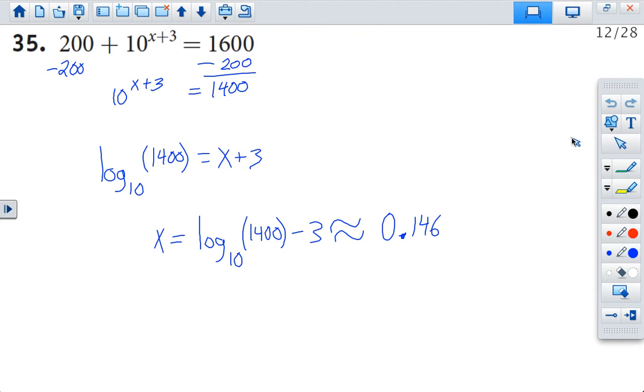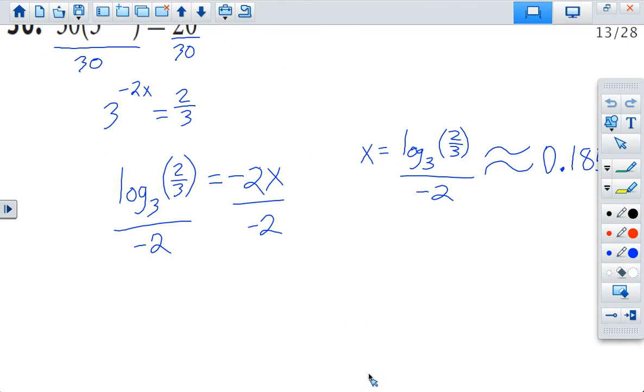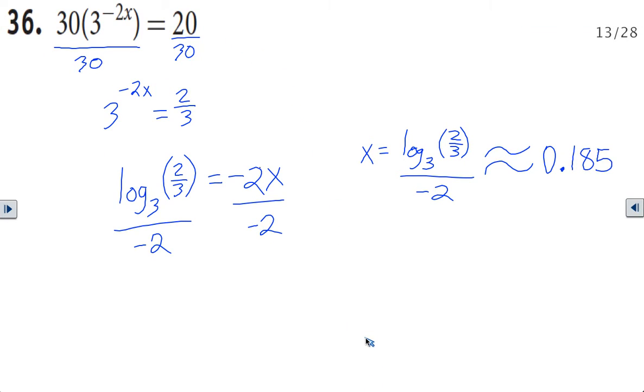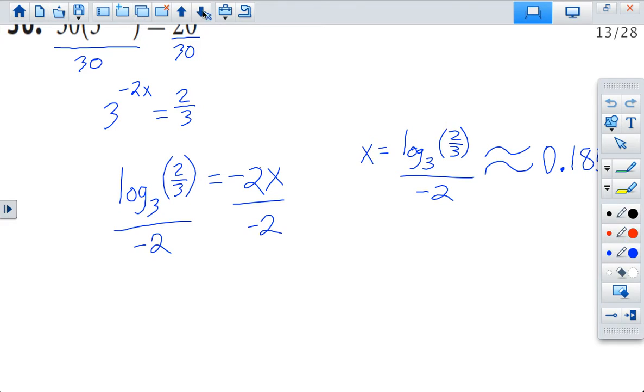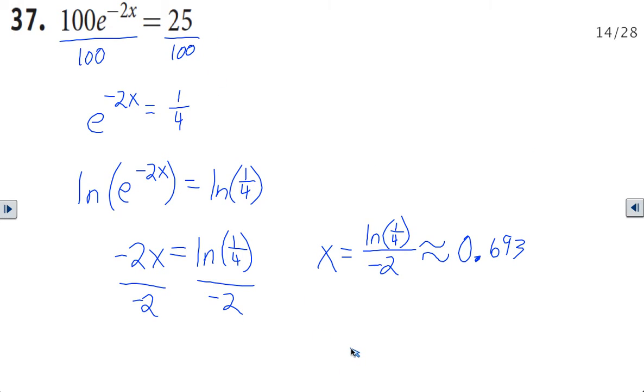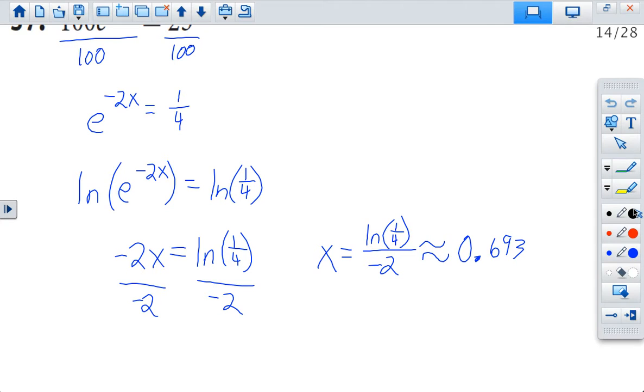All right, so this is number 35. I've worked it out. Follow the steps. See if you got the same answers that I did. This is problem 36. Check the work. Make sure you got the same answer. Make sure you know how I got that answer. Here's 37. Pause the video if you need to.